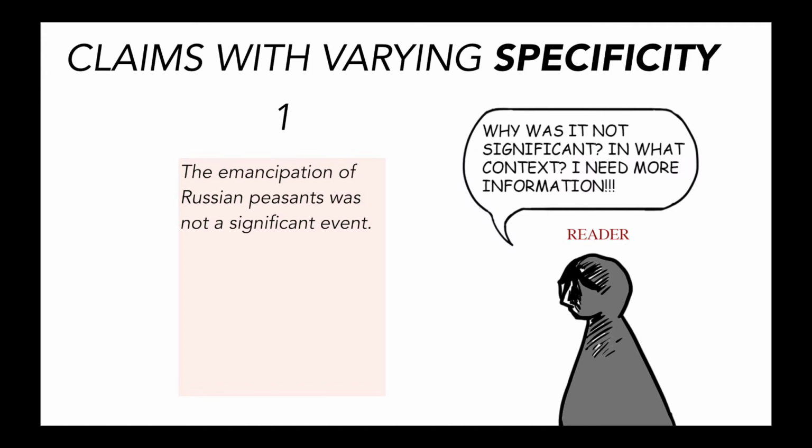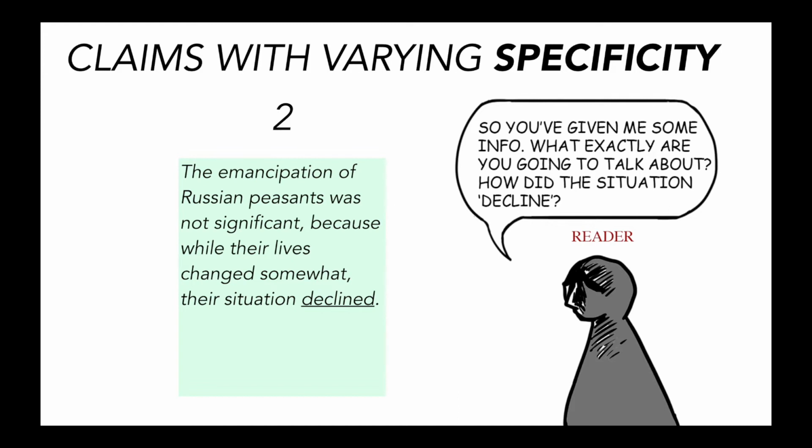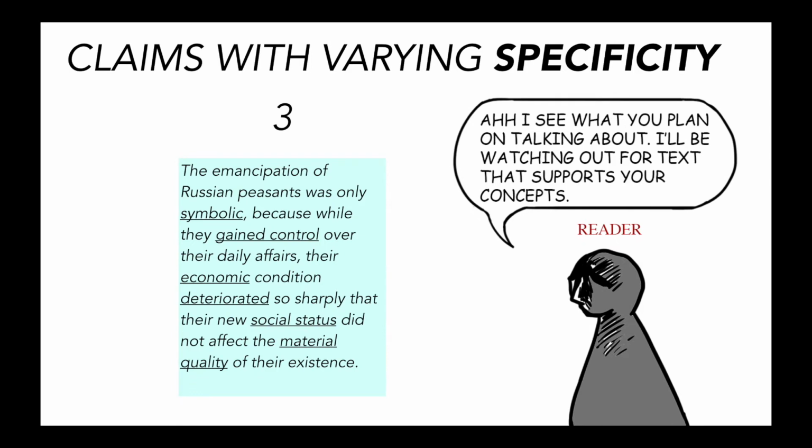Claim 1 doesn't offer enough information for it to be meaningful. Claim 2 is less vague, but the specific concepts the reader should watch out for are not announced except for declined. Claim 3 is an effective claim, as it explicitly announces the concepts that the author must develop in its support: symbolic, gain control, economic condition, deteriorate, new social status, and material quality of existence.